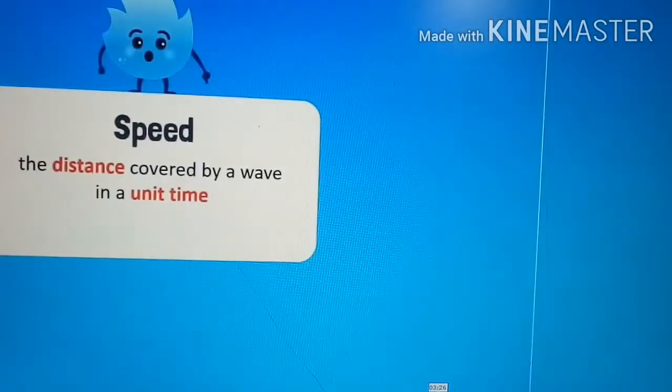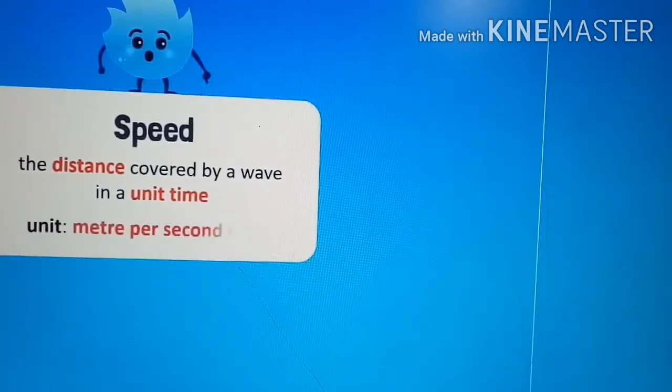So next is the speed of wave. The distance covered by a wave in a unit time is called the speed. As we know, speed equals distance over time. So the unit of speed will be meter per second, same as what you have studied before. So meter per second. Now look at this diagram.